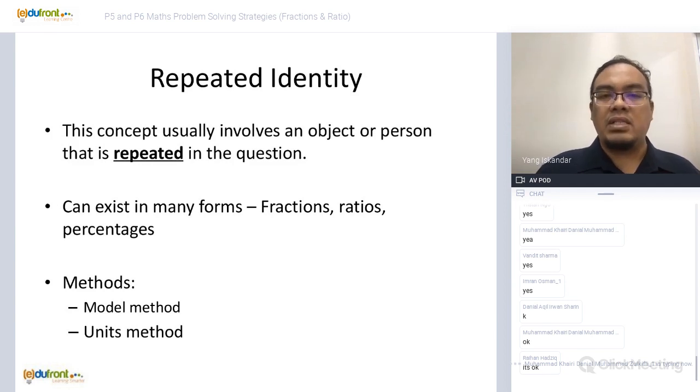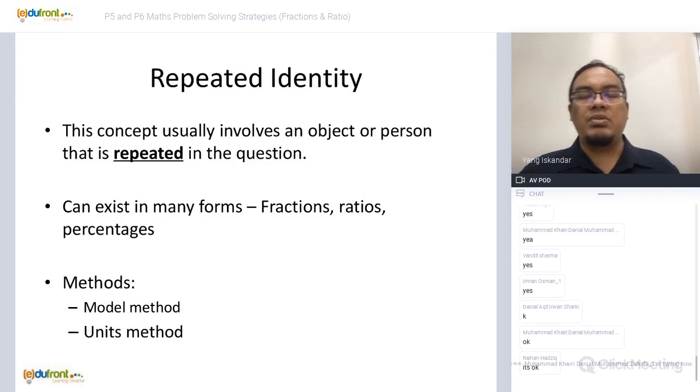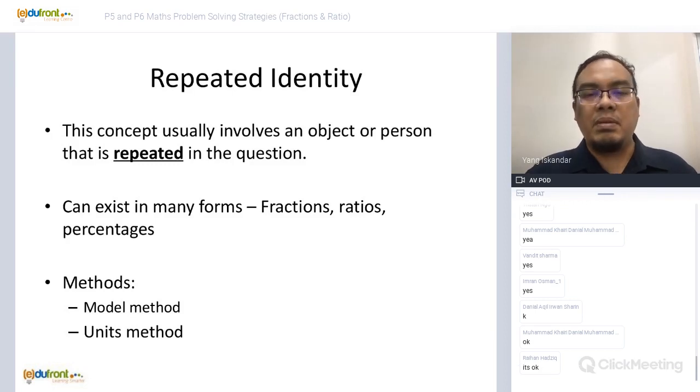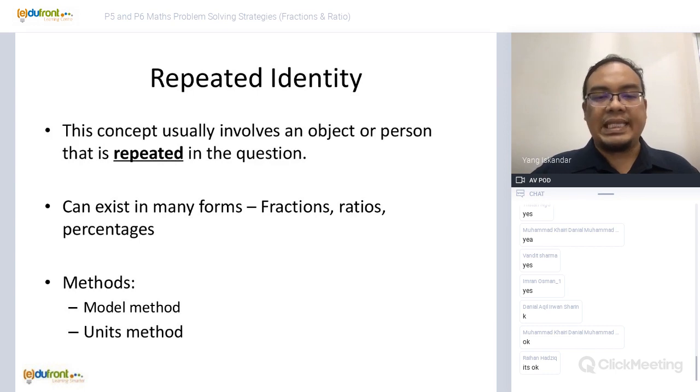Now, there are 2 methods to solve this. One is the model method, the other one is the unitary method. Now, both methods are okay, right? I'm going to show you both methods. Now, for the P6s, if you are solving this for the PSLE, at times the model method is not practical because it is going to be very troublesome. You're going to cut into many pieces. So that's why I'm going to share with you an alternative method to solve this strategy, which is the unitary method. Okay? Now let's take a look.